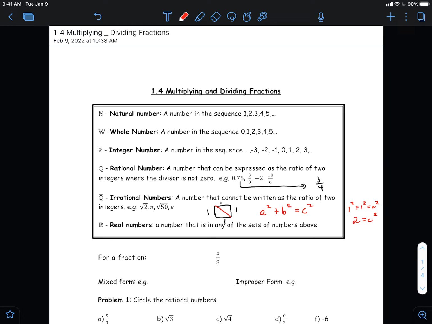Have we done getting rid of squareds yet? What's the opposite of squaring something? Yes, square root. If you square something, you can square root it. That's the opposite. So that's how you would solve for c here.